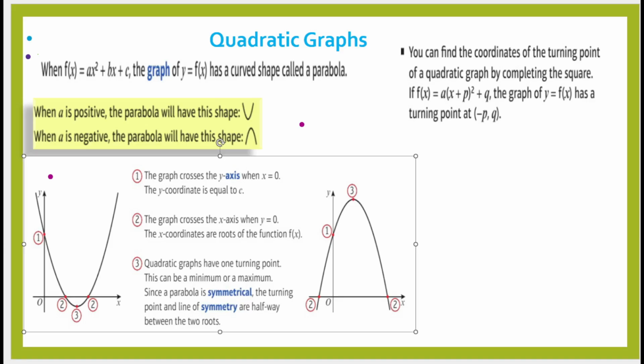Now the point 3 represents the turning point. The graph is symmetric about the turning point. For finding the turning point, just rewrite the function f of x as a times (x plus p) the whole squared plus q, and the point is given by (minus p, q).